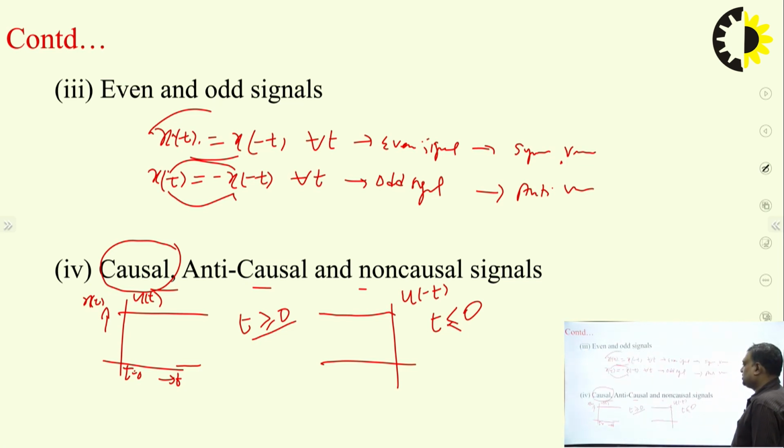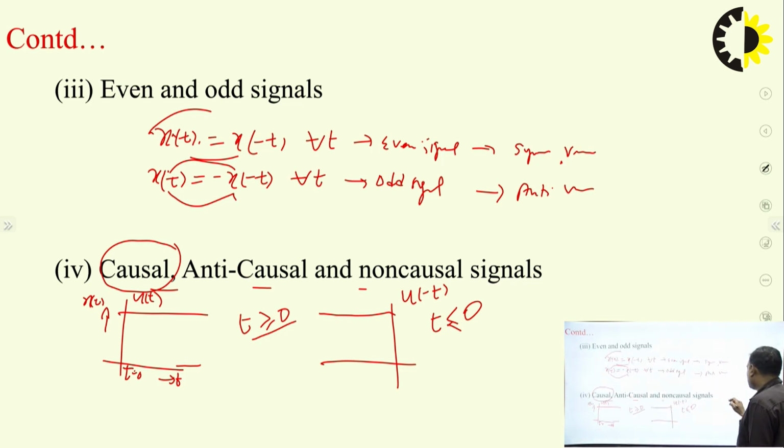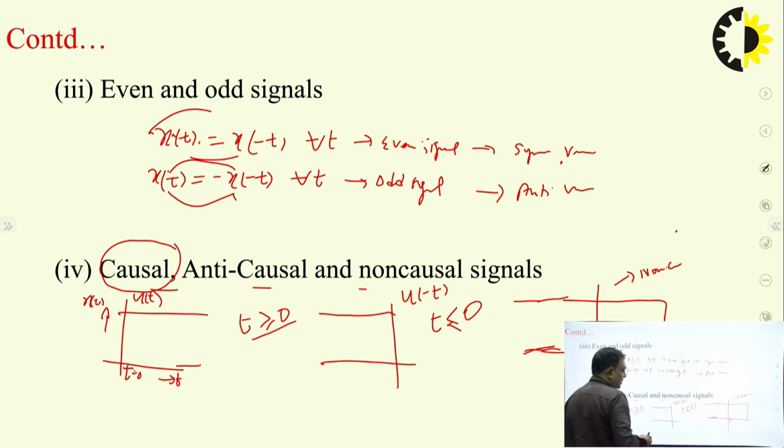And what about non-causal signals? Non-causal signals are those signals which are neither causal nor anti-causal. Like you can take this signal. This is the origin, and you can see this signal is defined for t less than 0 and also for t greater than 0. So these types of signals are defined when the value of t is less than 0 as well as for t greater than 0. So these are basically non-causal signals. Okay, so causal, anti-causal and non-causal.